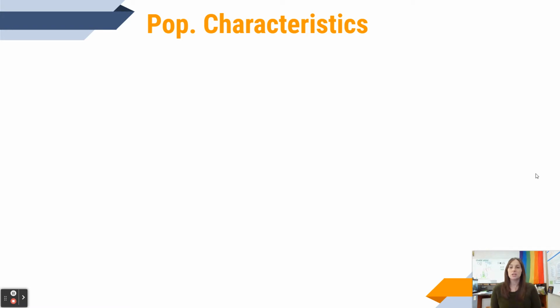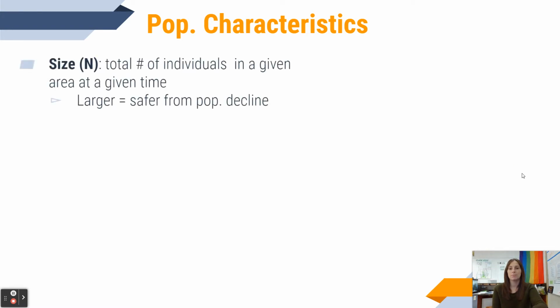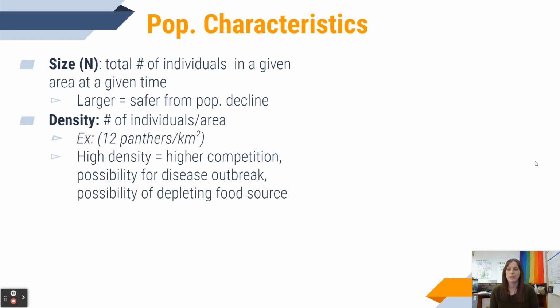All right, so first we're going to start talking about population characteristics and basically the different ways that you can characterize a population. The first is going to be by size, and typically, mathematically, size is going to be indicated by N, and size is the total number of individuals in a given area at a given time. Something to remember about larger populations is they tend to be safer from population decline, just due to the fact that there's a lot of them. So it's more likely that more of them will be able to reproduce and continue the growing population.